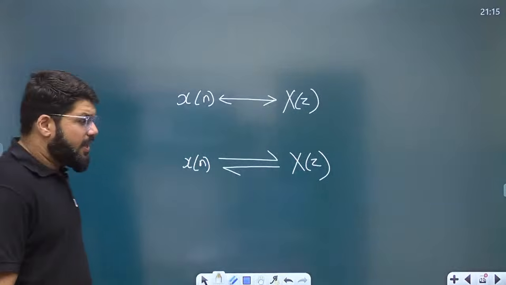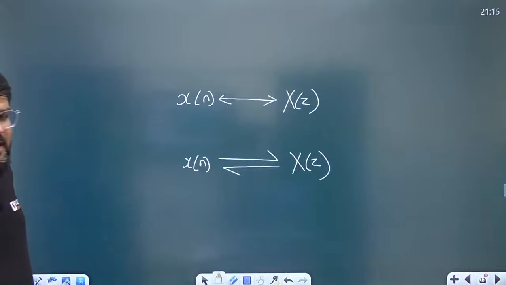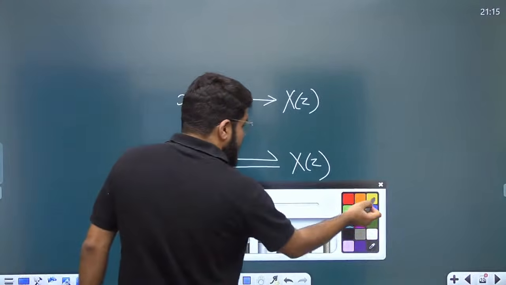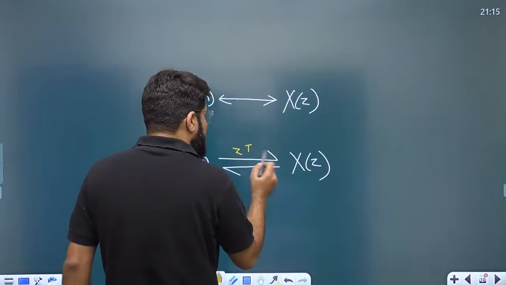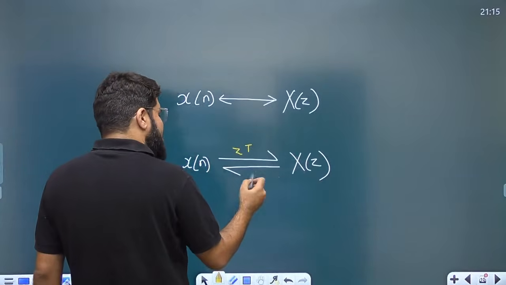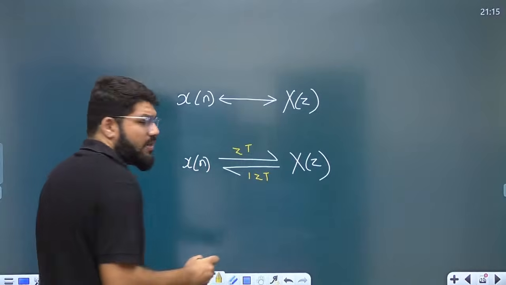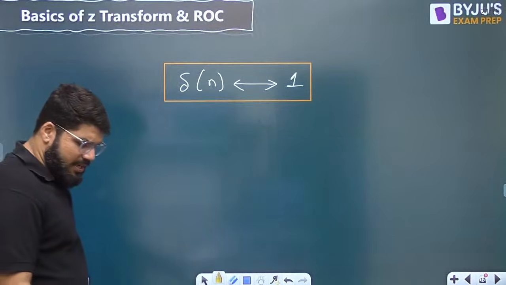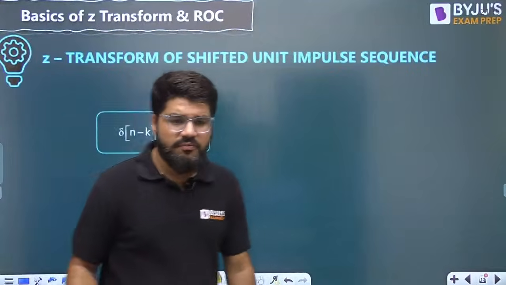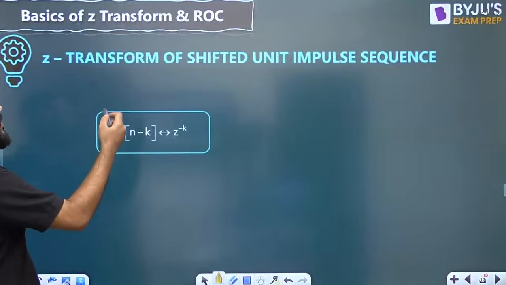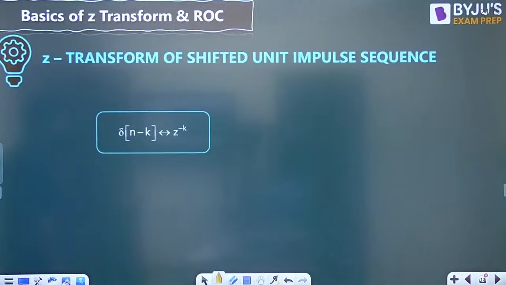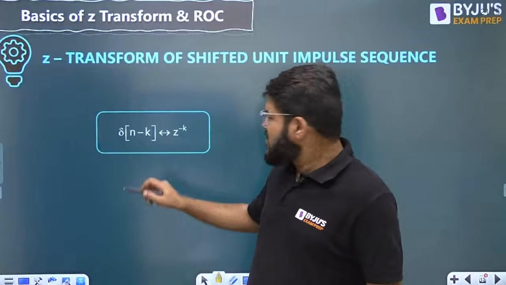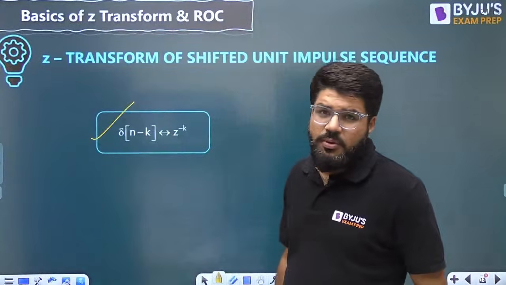Now guys, x[n] has the Z transform X(z), and vice versa, X(z) has the inverse Z transform, that is x[n]. That is why we represent this as a double-sided arrow. And we have the first important case, x[n] having the Z transform 1. With this, you can also note down the Z transform of the shifted unit impulse, delta[n minus k], because this is also very commonly used in some of the questions.